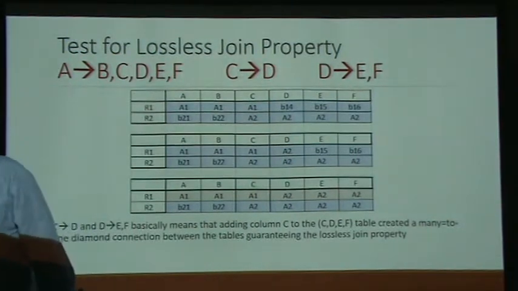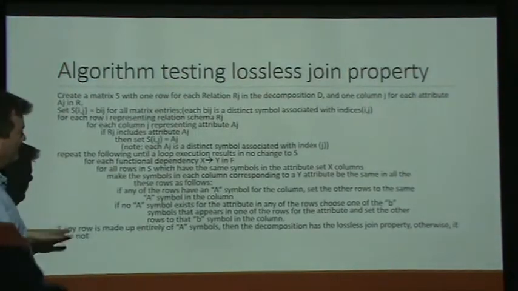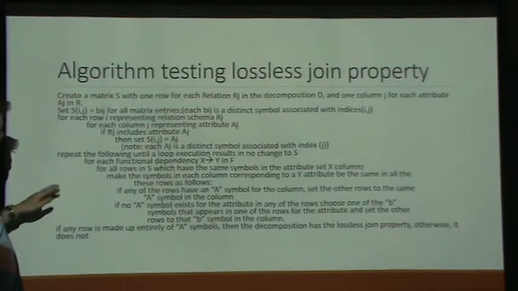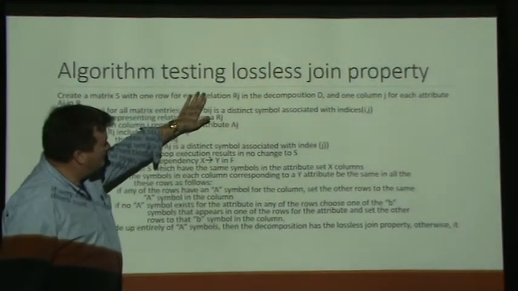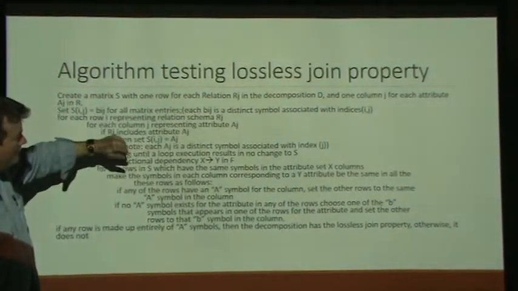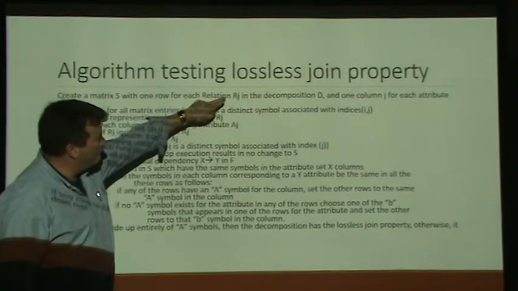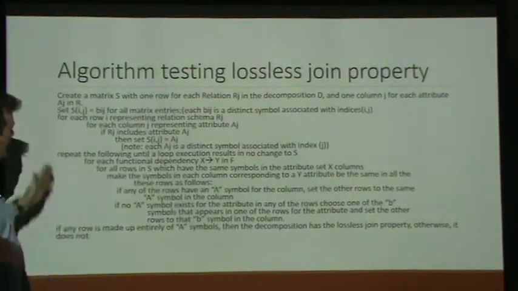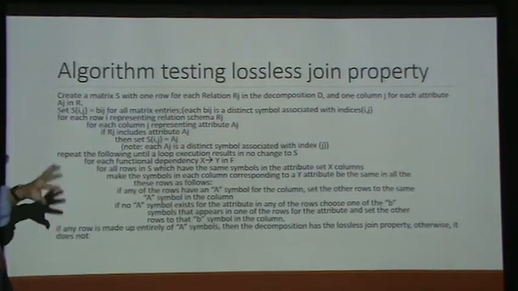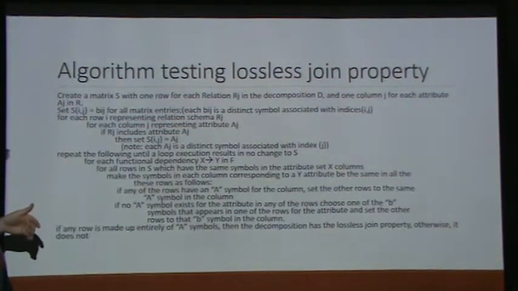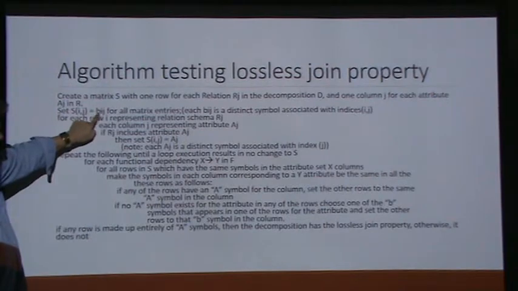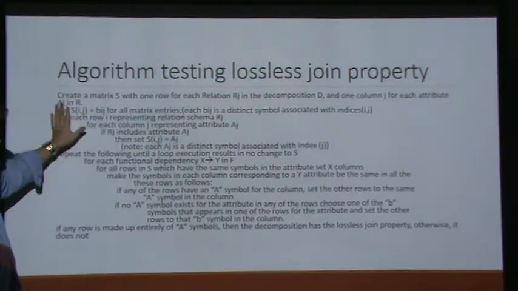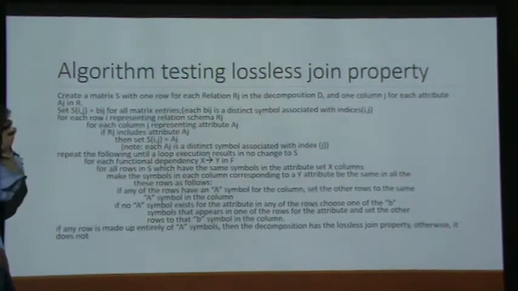So the algorithm is, the wording is a little strange, but now that we went through it, maybe it'll make sense. So we create a matrix of a row for every relation for all the ways we split up the table, and a column for every entry that was in the original table. We set them all to little b with the address, little b, i, and j. So we initialize them all to little b's.